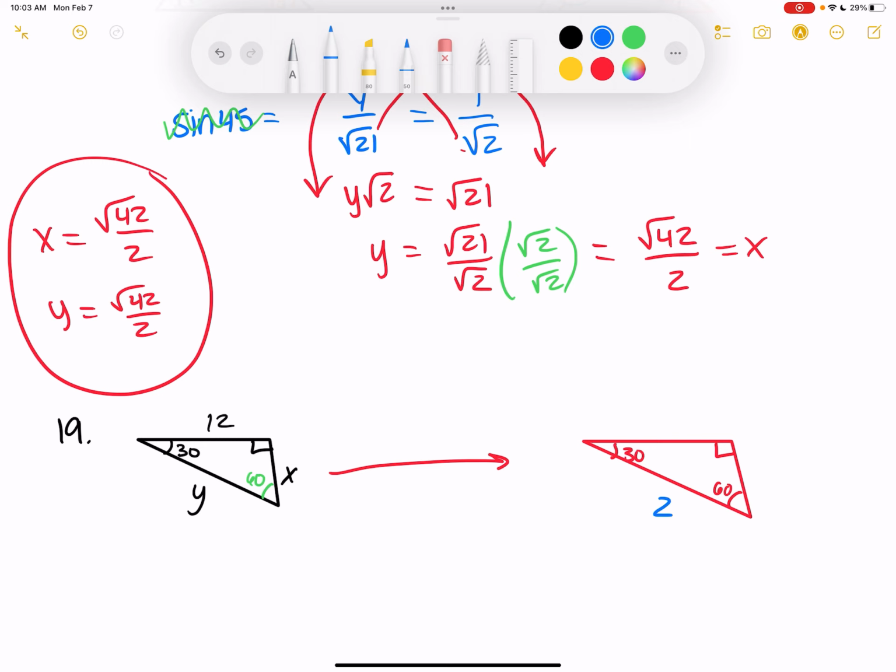The square root of 3, but my triangle goes the adjacent side, and then the 30, and the 1 goes opposite. So 1 is bigger than the square root of 3? No. Maybe. I don't know. It's not.